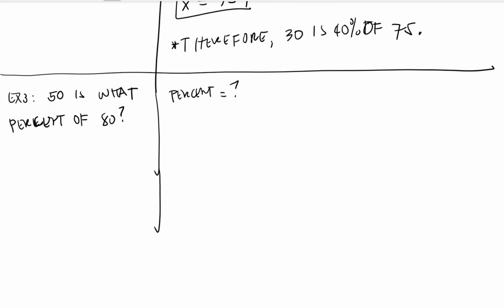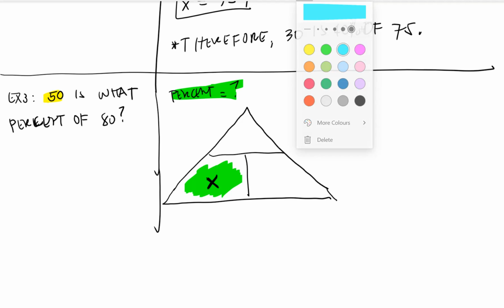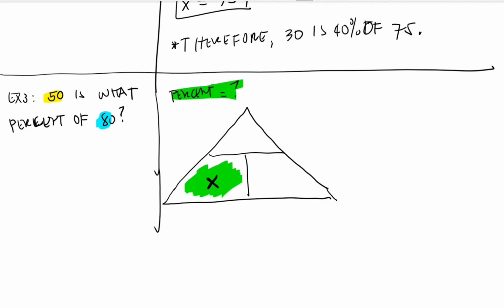So going back to my percent triangle, right away, percent is the question mark. Therefore, I can assign an unknown to that one. Again, any letter would do, just try to be consistent. I'll just use X. So that is the unknown, and I have two numbers here, the 50 and the 80. So 50 is what percent of 80?